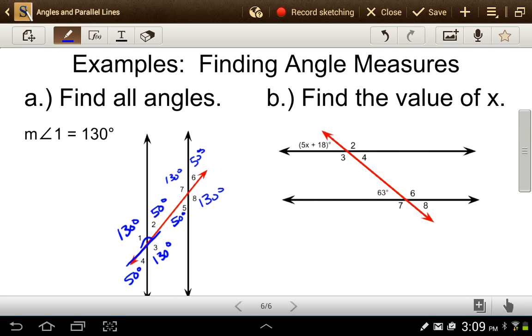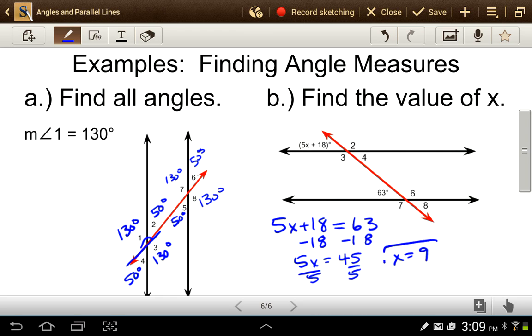In example B, I want you to find the value of x. Since those are corresponding angles, that means they're congruent. So I'm just going to do 5x plus 18 equals 63 because they are congruent to each other. Subtract 18 from both sides. So I get 5x equals 63 minus 18, which is 45. Divide by 5, and you get x equals 9. And that is the value of x.